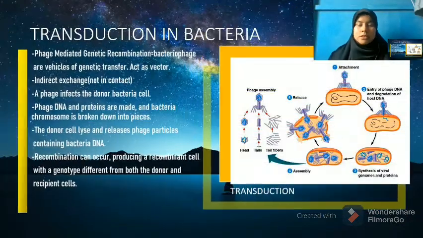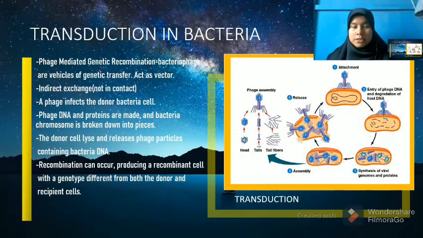So the next one is transduction in bacteria. Basically, transduction in bacteria uses a bacteriophage, a virus, as the vector. Once a phage infects and enters the bacterial cell, it synthesizes its viral genome and causes the bacterial cell to lyse and release particles containing the bacterial DNA. So we replicate more DNA with the virus content.